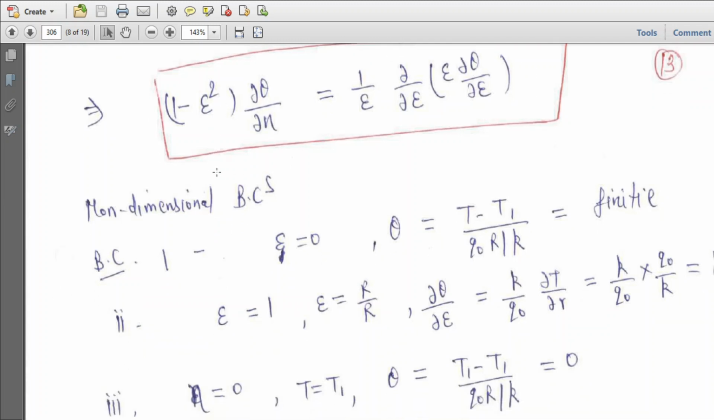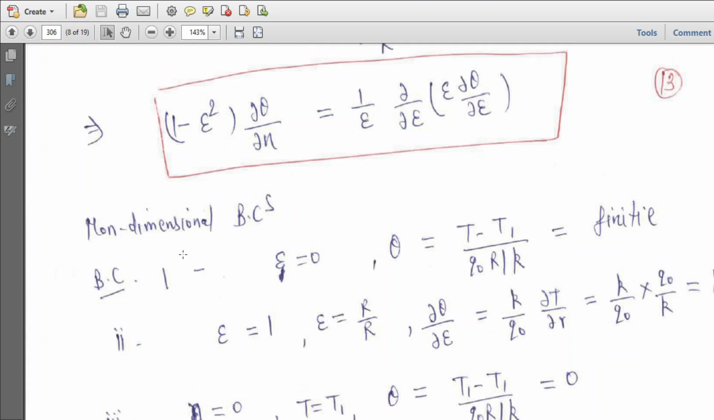What boundary condition do we have for that? At epsilon equal to 0, meaning at r equal to 0, we have considered the temperature is finite, and the non-dimensional temperature is (T minus T1) q naught R upon k. So okay, that is some finite value.